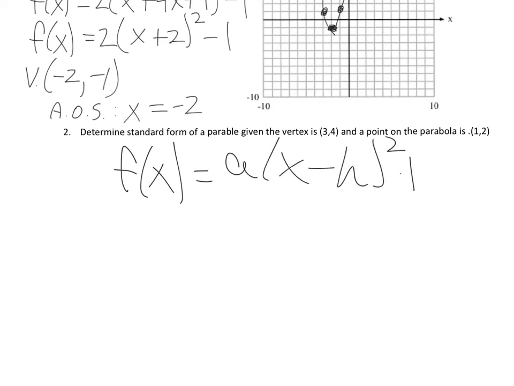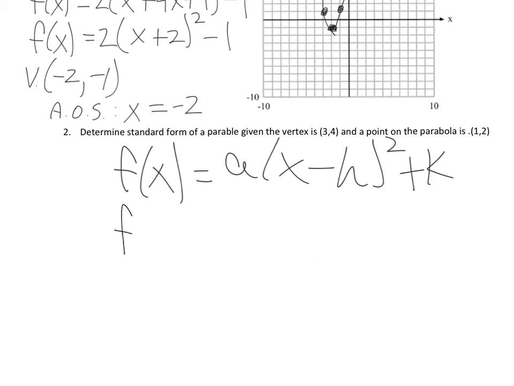Of the 3, because we simply have the vertex. The vertex is 3, 4, and that would go into h, k, and then the point 1, 2 would go into f of x, or x comma y, and then we have a. We have all those filled in, and we solve for a, and then we could write the parabola. But it says given in standard form, so after we get it into vertex form, we'll then go ahead and solve. So let's go ahead and do that.